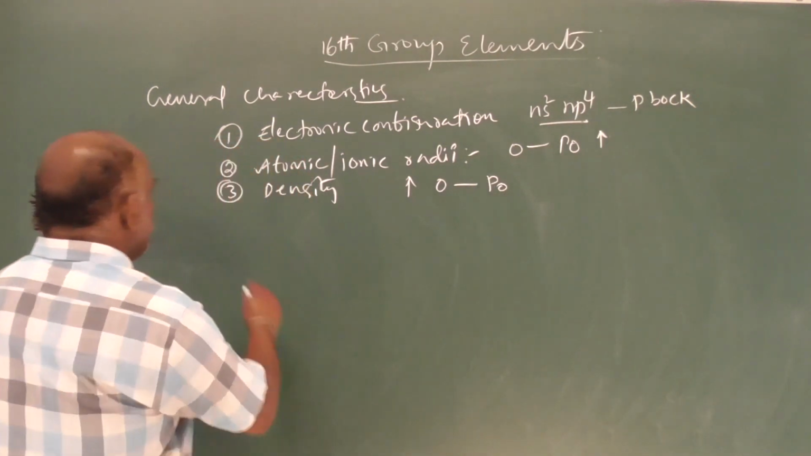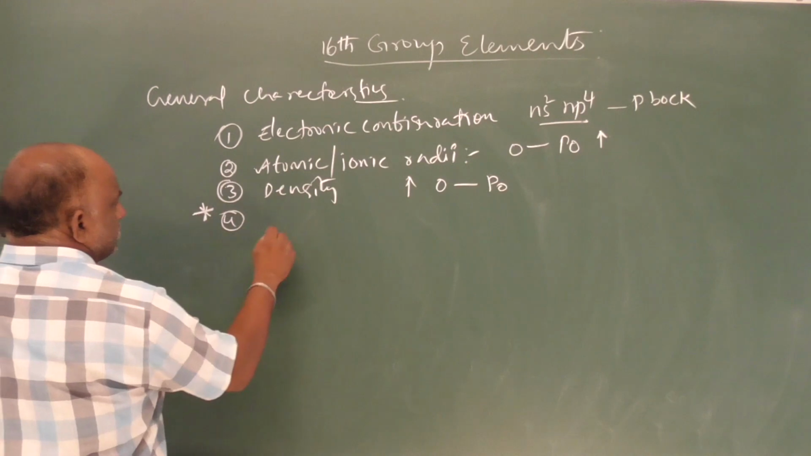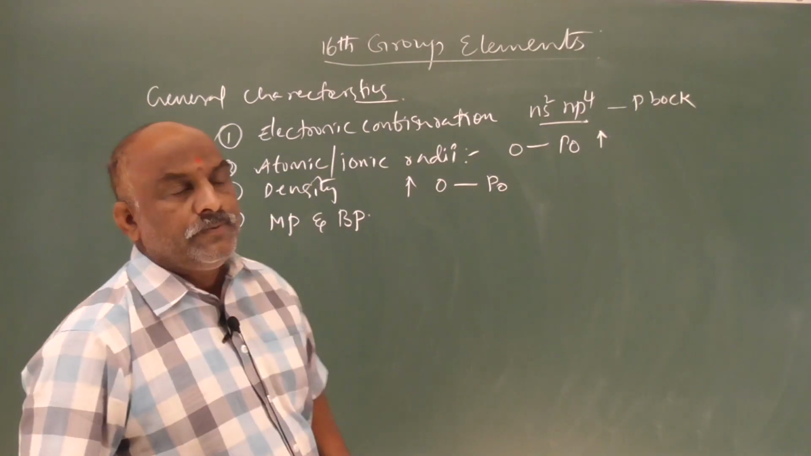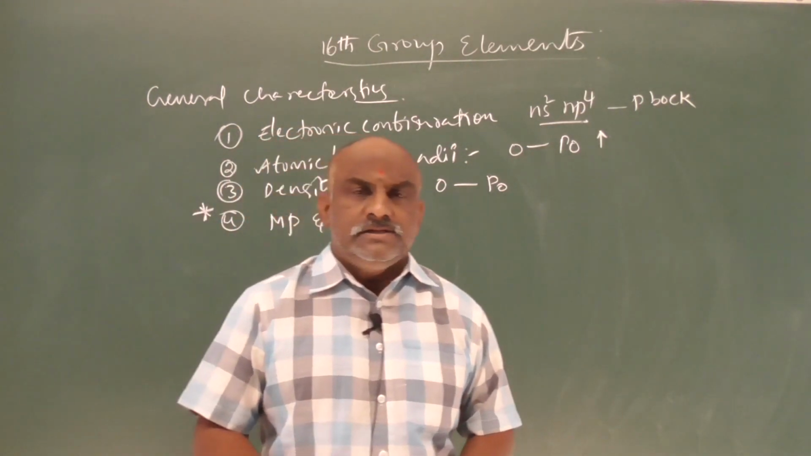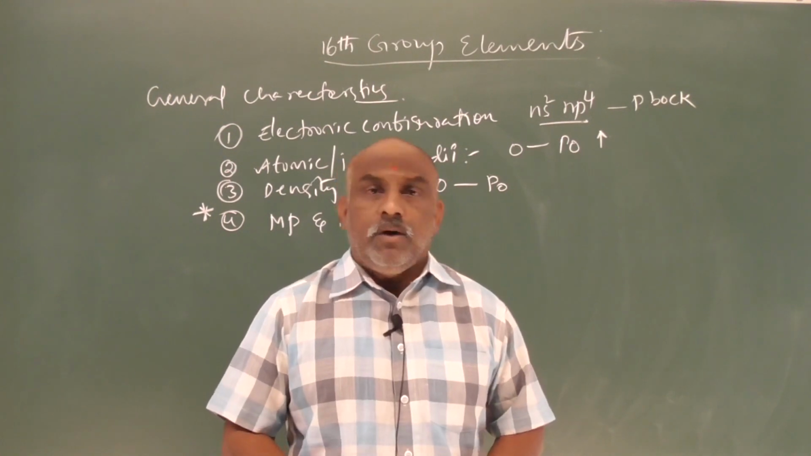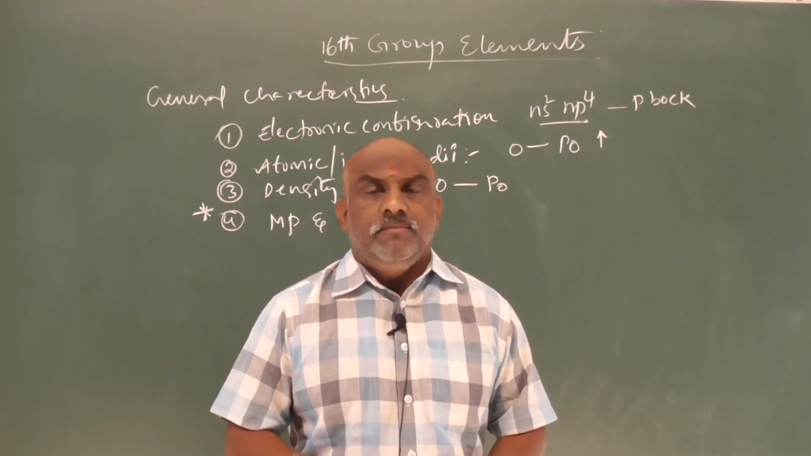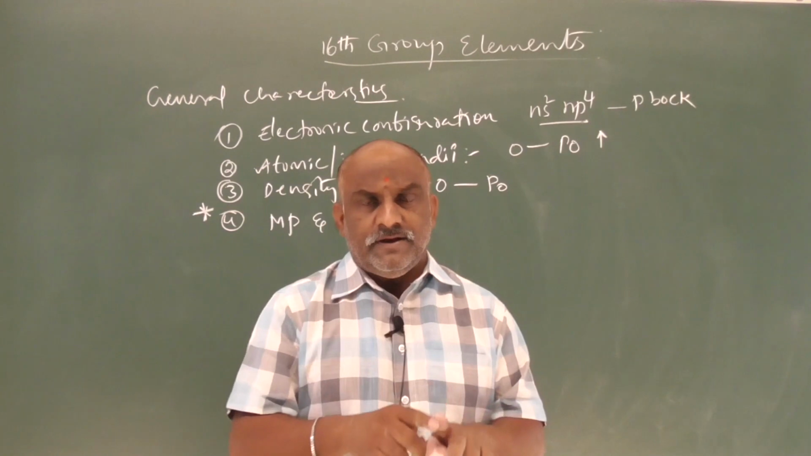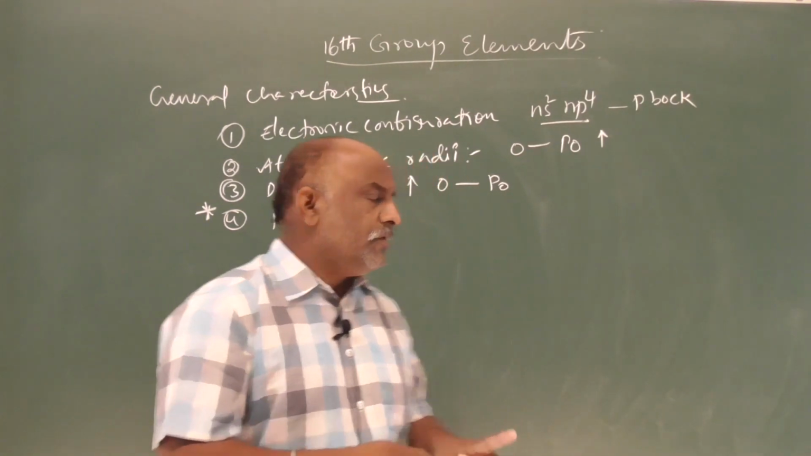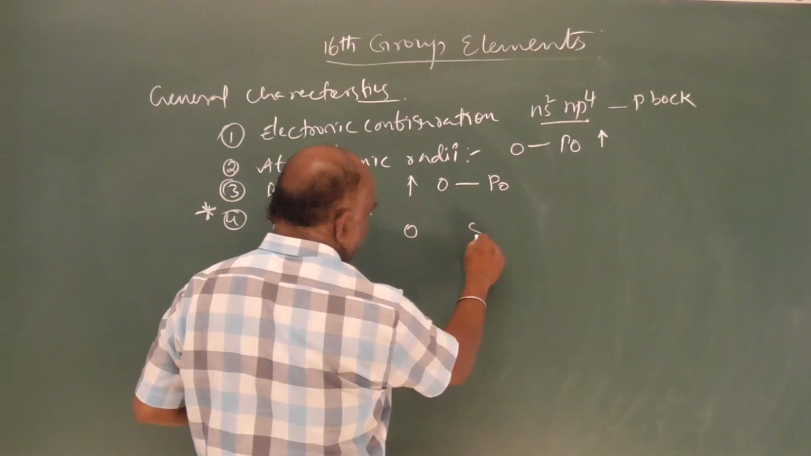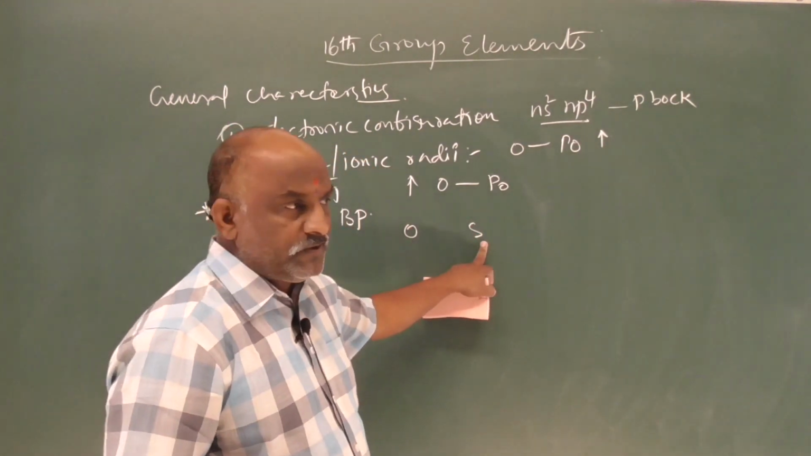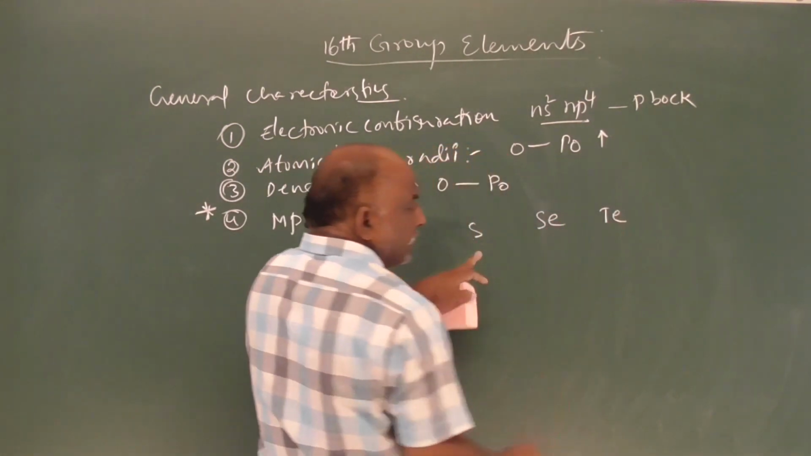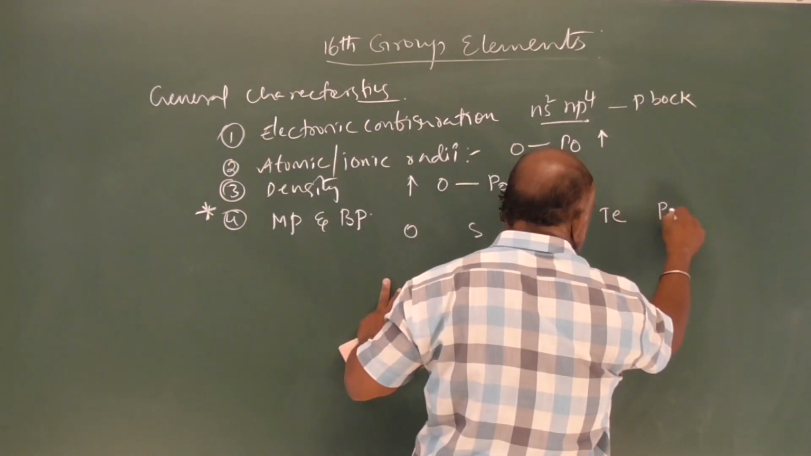While coming to the very important point, this is the fourth point, make a note and give 1 star for this. Melting points and boiling points. Generally, size increases means melting points and boiling points also increase. This information was there in NCERT, one table was given. On the table, observe the melting point of oxygen and the melting point of sulfur, and compare sulfur with selenium and tellurium. Polonium is the last element in the table.